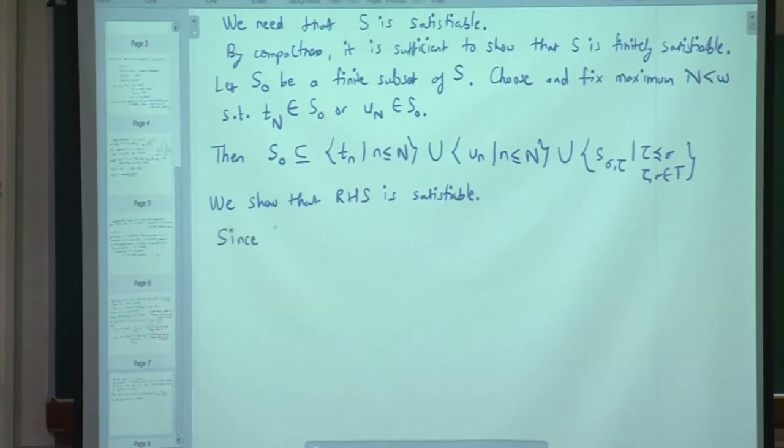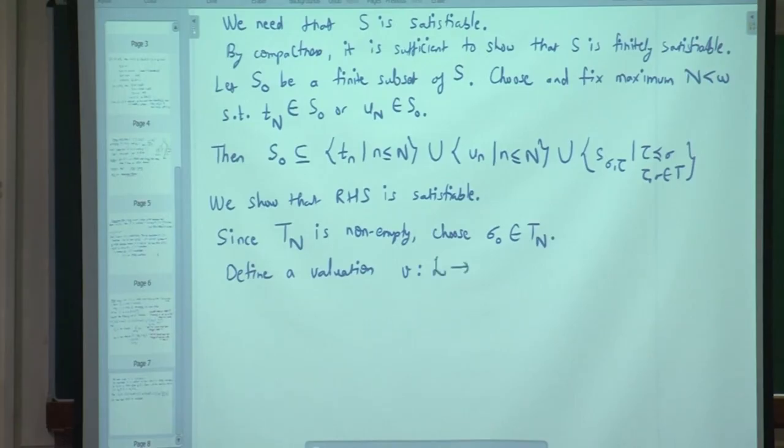Since Tn is non-empty, choose some node, let me call that node sigma naught, from Tn. Okay, define a valuation V from L. Right now we are not going to do it for SL, we'll just do it for L. L to true, false, by sending any sigma to true if sigma is less than or equal to sigma naught, and false, not false, we use a different symbol, otherwise.